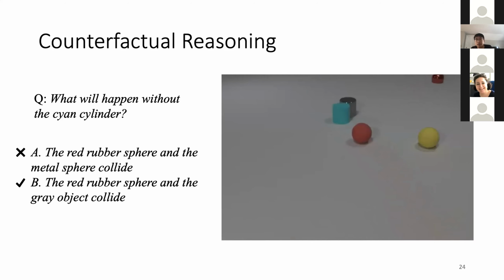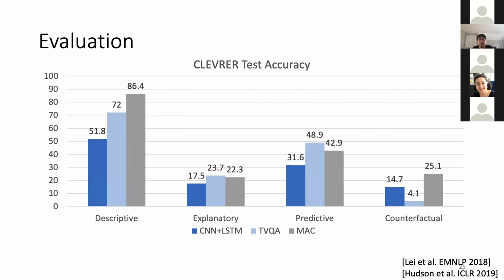To better understand how training works on this dataset, we first examine many video reasoning network architectures. Very interestingly, while the MAC network, a self-attention based end-to-end neural architecture, achieves more than 85% accuracy on the descriptive questions, it performed very poorly on the remaining three reasoning tasks.